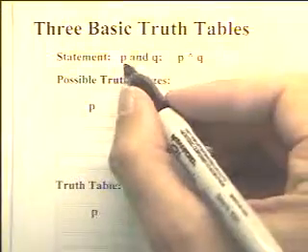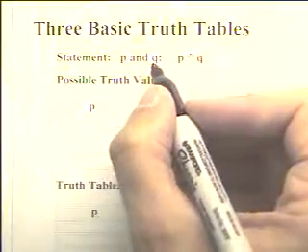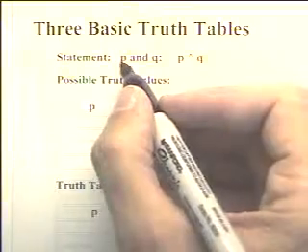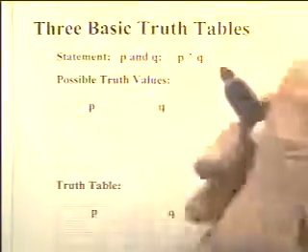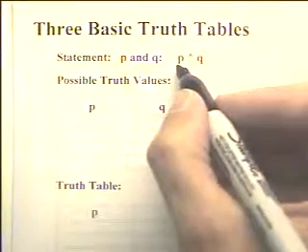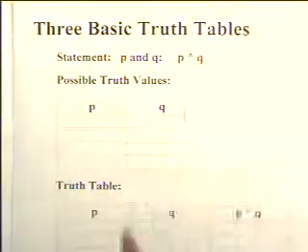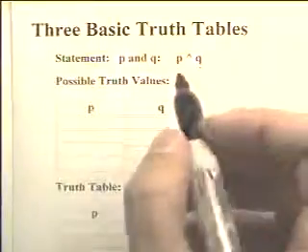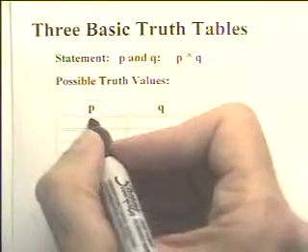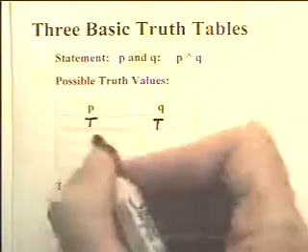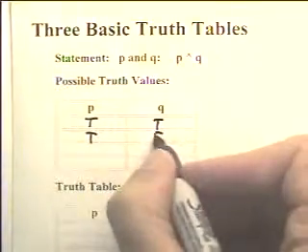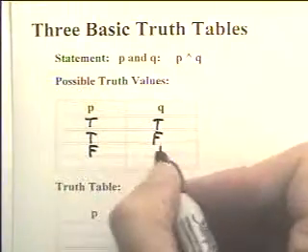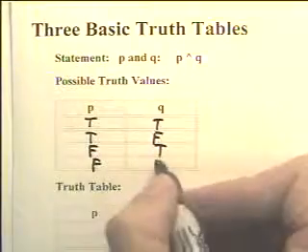So this first statement is P and Q. Remember, the basic example is ice cream and $1 million. So P stands for you get the ice cream, Q stands for you get the $1 million. Remember that our possible truth values are that P can be true and so can Q. P can be true, Q false, P false, Q true, P false, Q false.